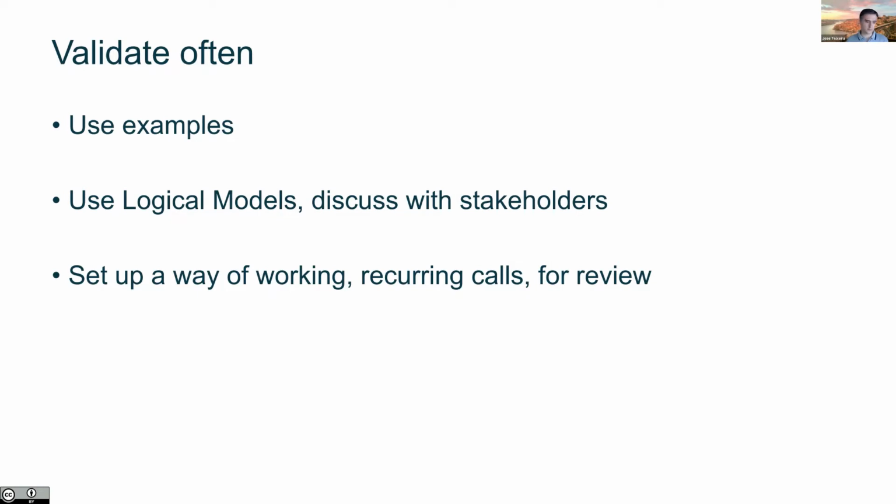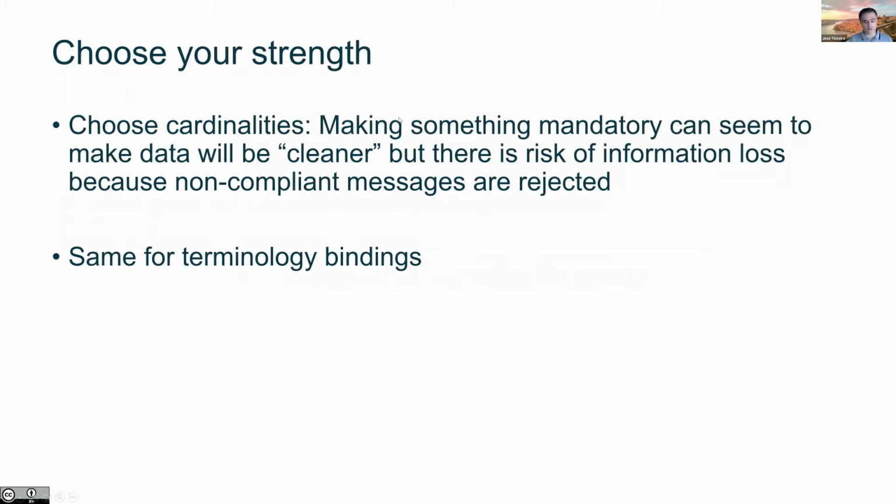The other recommendation, related to what we were just discussing, is to choose your strength. When you do profiling, if you make something mandatory, it might seem better because your data will be cleaner, but if someone does not have the data and it's mandatory, then the message will be rejected and you have less data than you should. So try to find a balance between making something mandatory or making a terminology binding very strict, because if you do that, you are going to reject and not even get to see the data that was non-compliant, and maybe there's a reason for that. It's just because your specification might be too strict. So try to balance those two things.